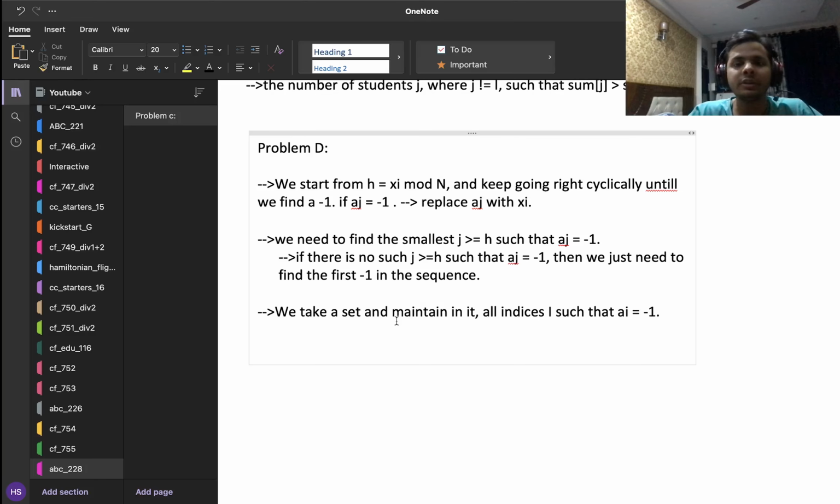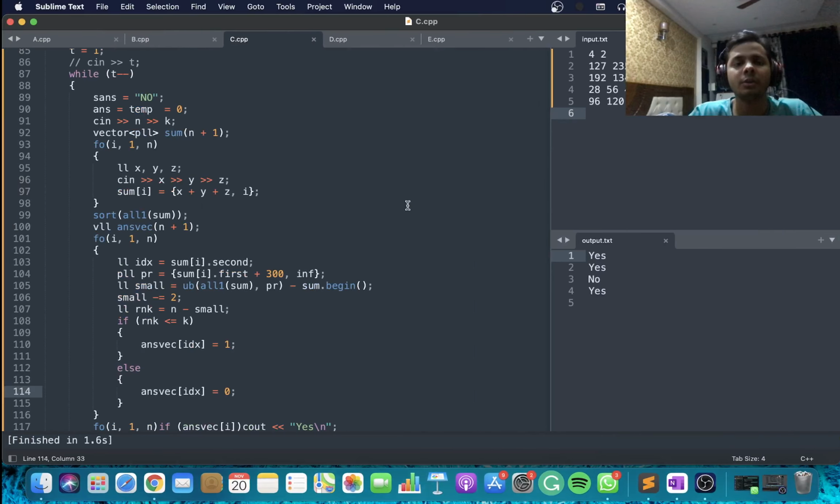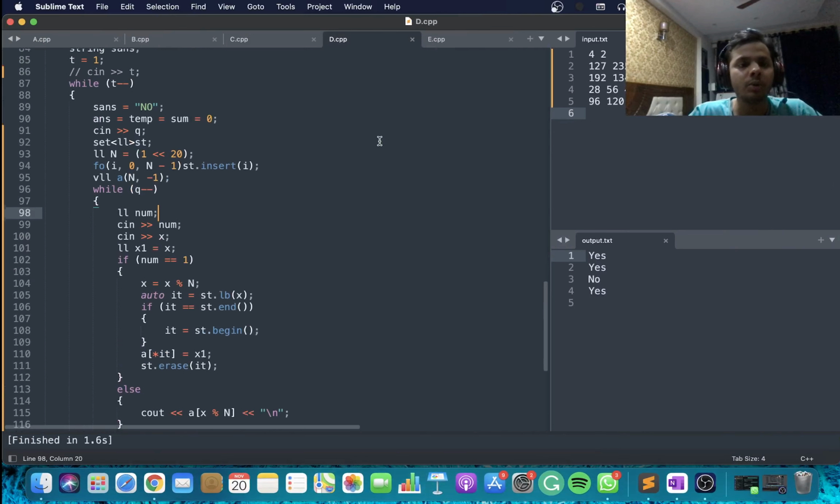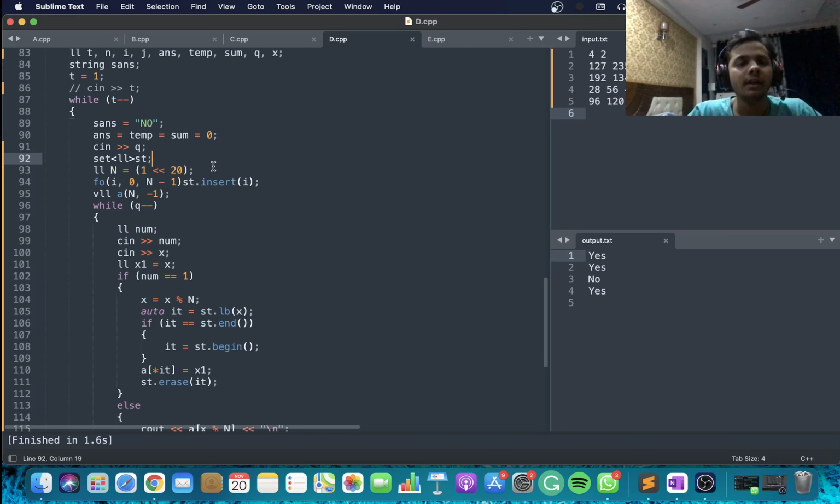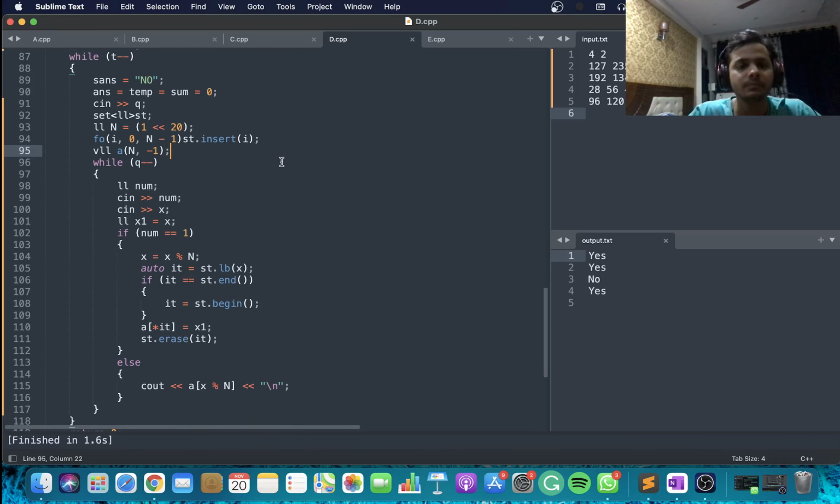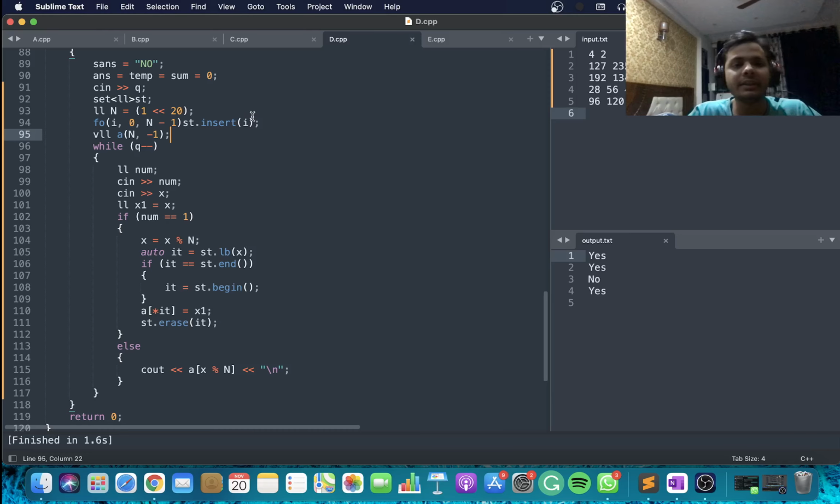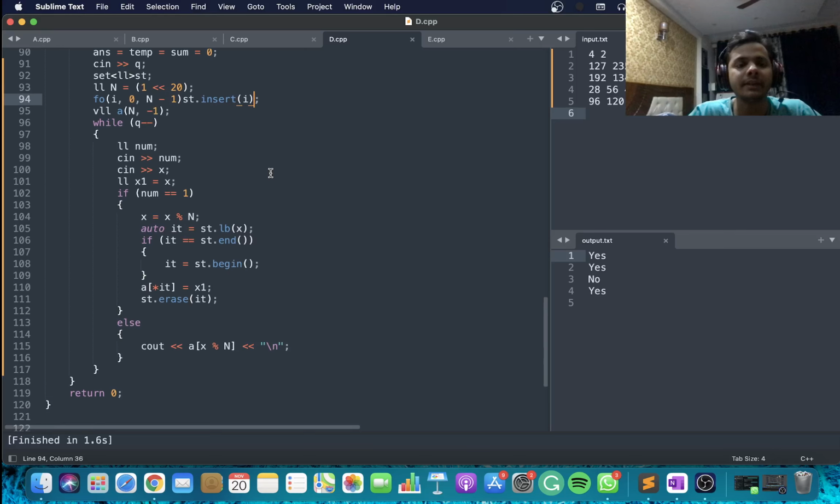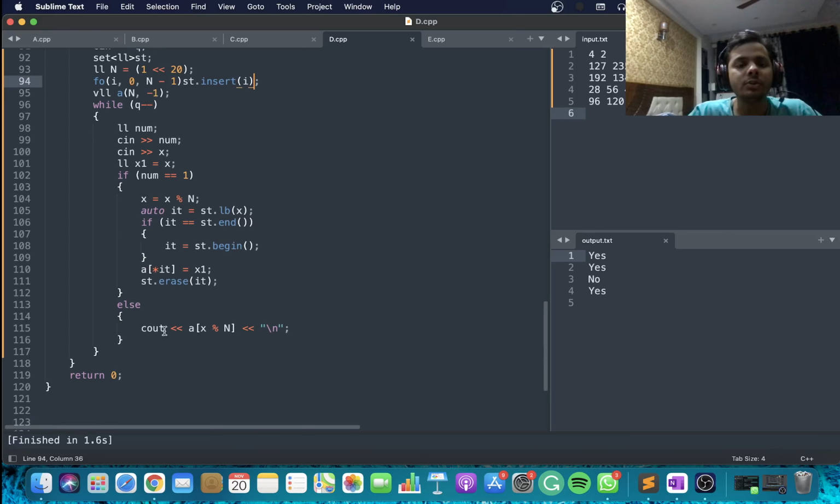So yeah, that was the solution to problem D. Let's just have a look at the code once. The code is pretty short and concise. So what I'm doing is I'm taking a set, and I'm also keeping a sequence of length 10 raised to power 20. Initially everything is -1, so I am inserting every index I from 0 to n-1 in my set. And then in case 2, I am simply outputting the element at the position x mod n.